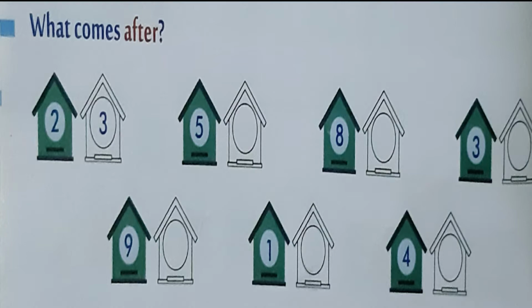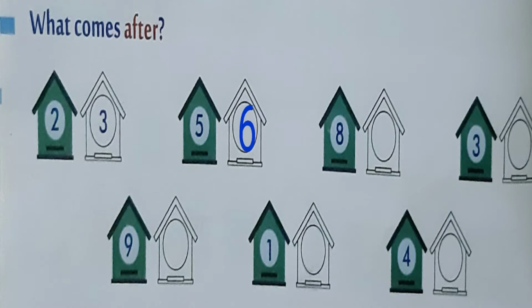We have to write the after number for that given numbers. See the first one. What is the number they have given? 2. 2 after number is 3. And see the next one. What is that number? Good, 5. 5 after what is the number? Good, 6. 5 after the number is 6.